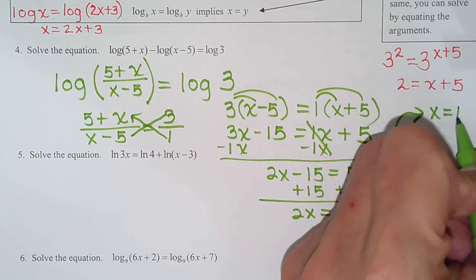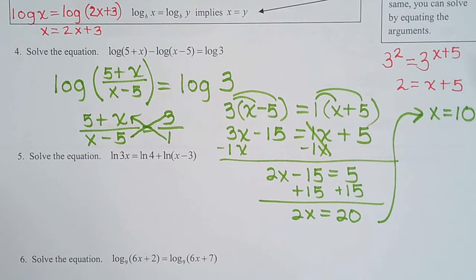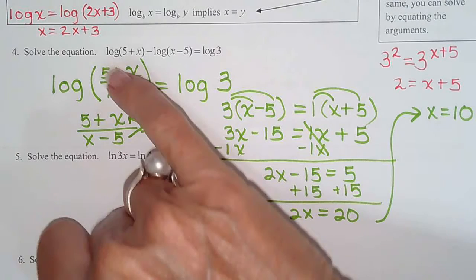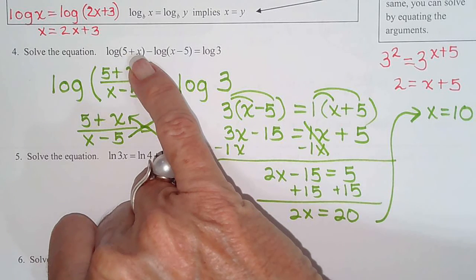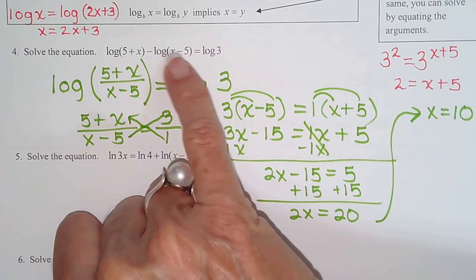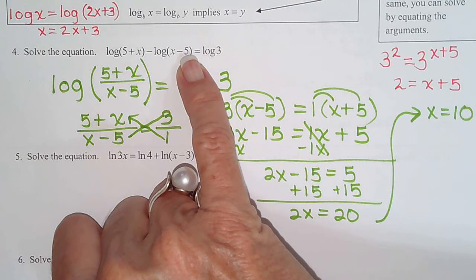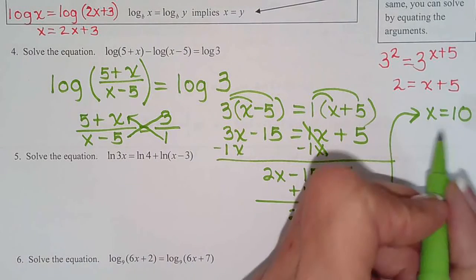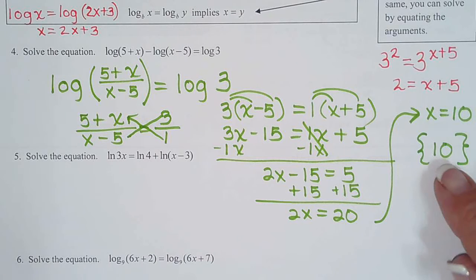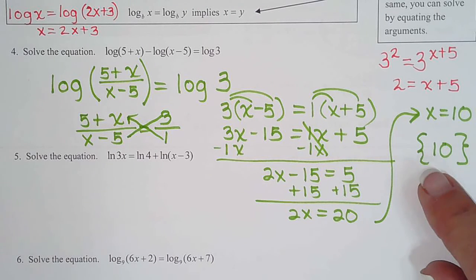So x equals 10. But remember, this is a log problem. Every log problem has to be checked. So go up to the arguments and plug 10 in. 5 plus 10, is that a positive number? Yes, it's 15. 10 minus 5, is that a positive number? Yes, it's 5. So then I can say, yay! My solution is 10, and you need to put your valid solutions in solution brackets. That's how you show your reader it's valid and it's not extraneous.